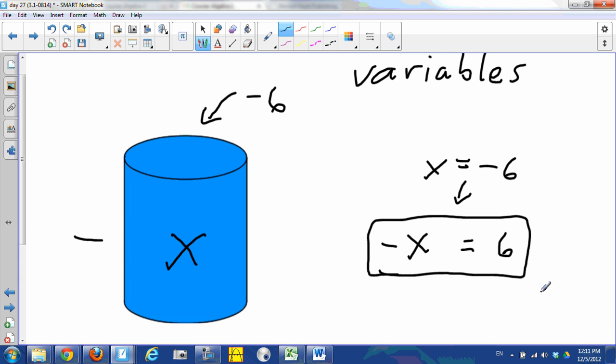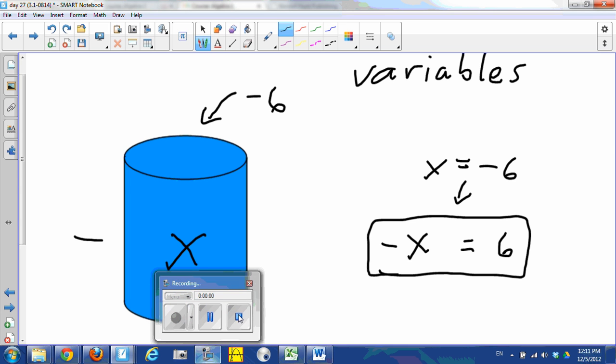That's basically all variables are. They're buckets that hold numbers. If you think about it like that, it may help, it may not, but I figured I would make that video just in case it does help. I hope it does.